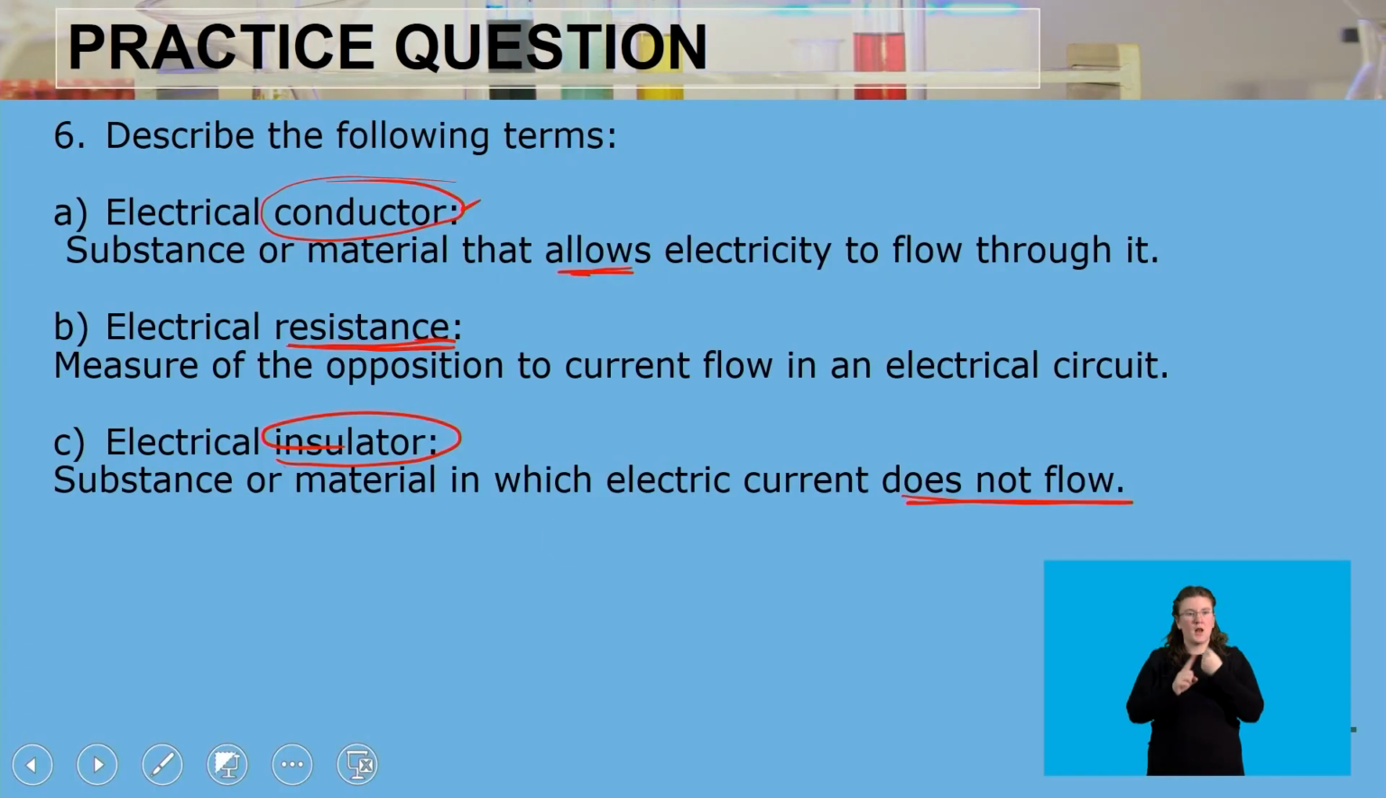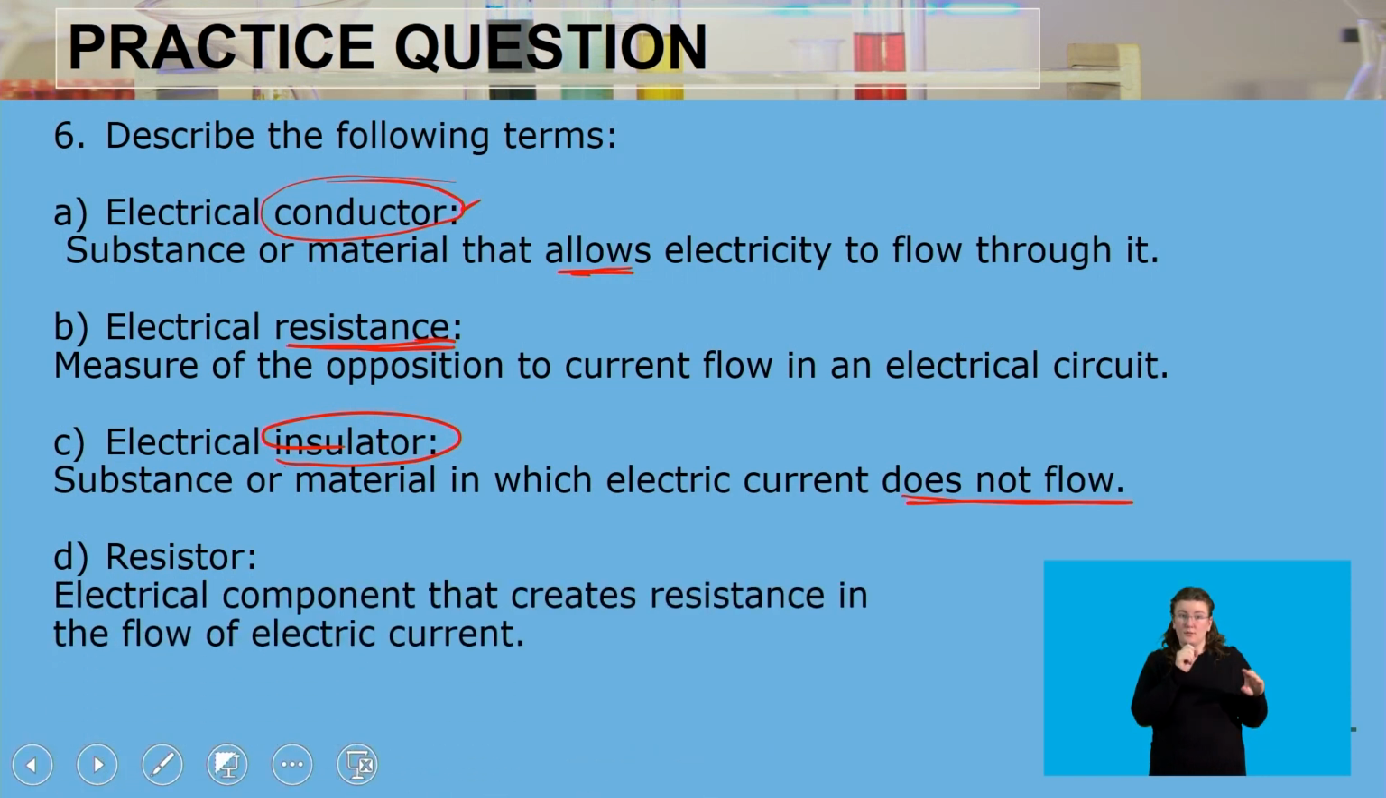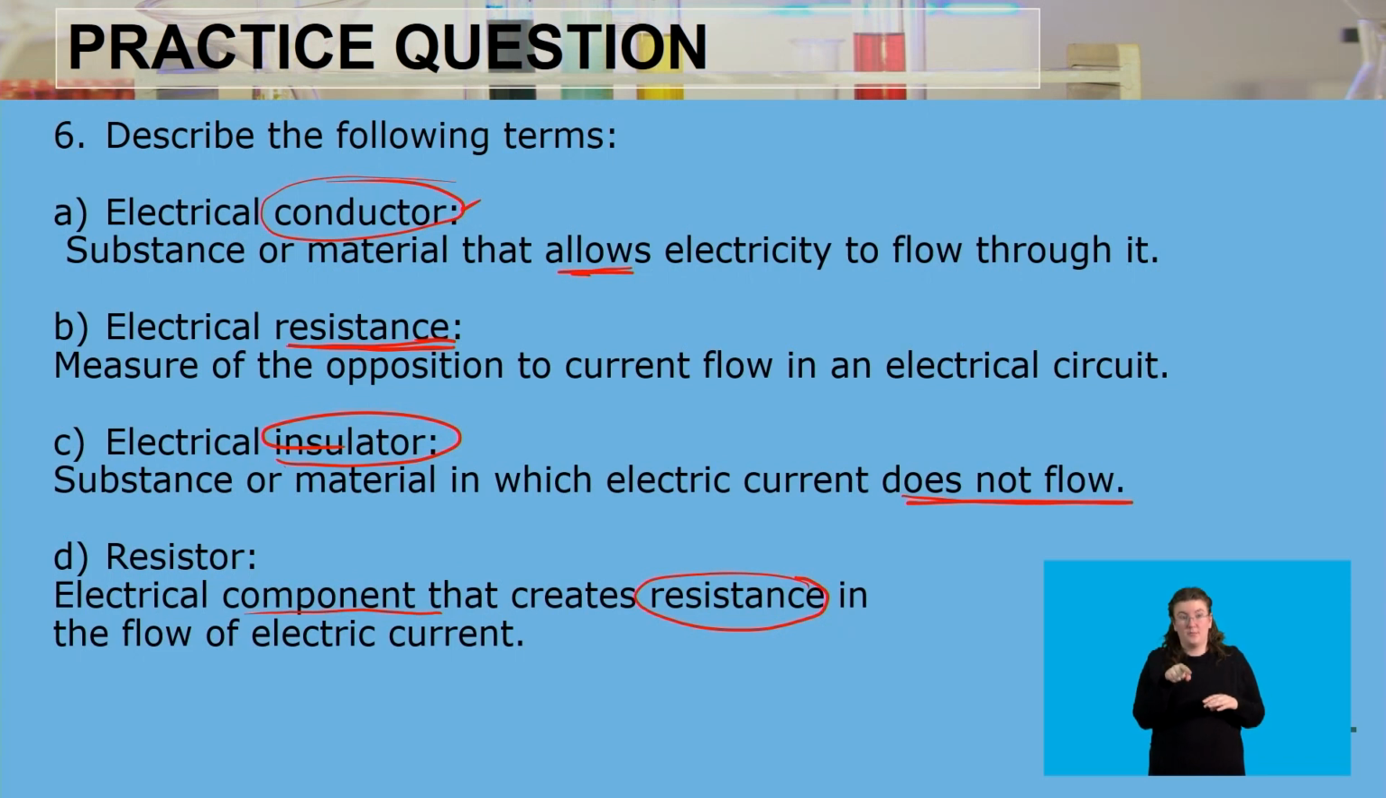The last word that we need to describe is resistor. A resistor is an electrical component that creates resistance in the flow of electric current. Basically, it doesn't want the current to flow through it. Remember that a resistor has resistance, so there's a difference between a resistor and resistance. A resistor contains resistance, and that is what is going to inhibit, or fight against, the flow of current because it doesn't want the current to pass through it.